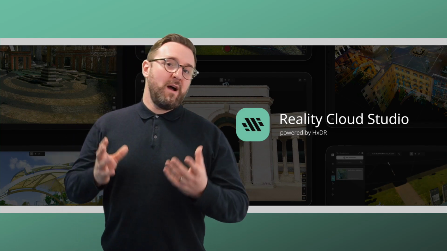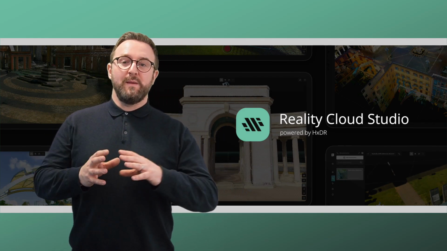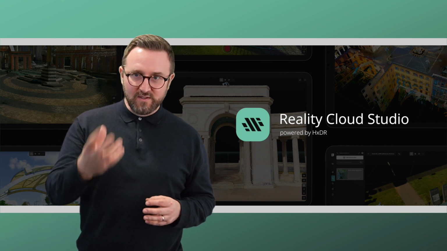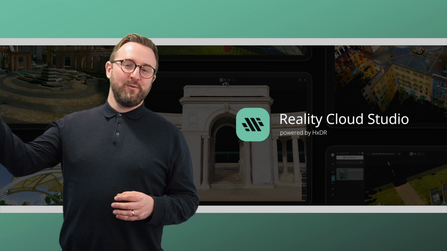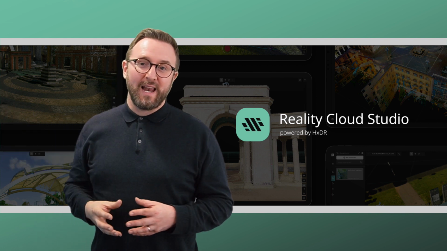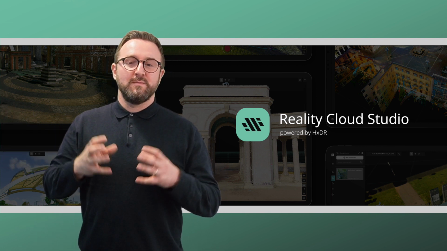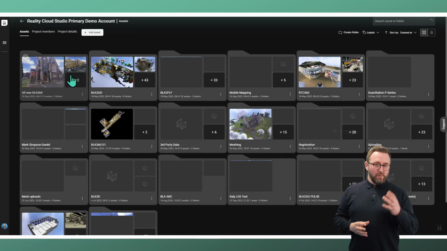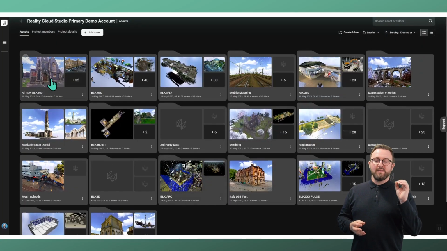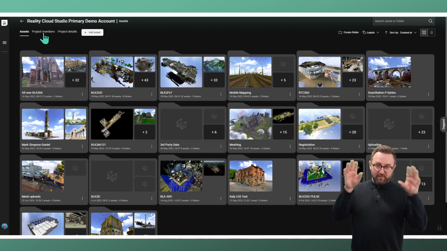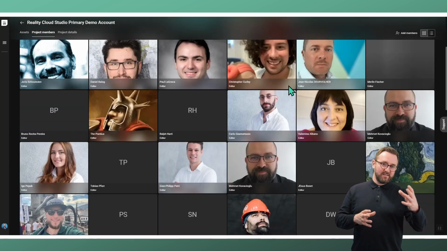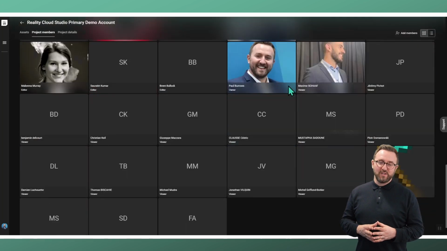We have some really powerful tools to manage the people who are using and accessing your Reality Cloud Studio account, whether that's internal team members or people you've invited, external collaborators. We have a way to make sure that they can see exactly what you want them to see. So what we're going to do now is just look at this Project Members tab within our folders. And within there, you can see everyone who has access to this primary demo account, which I have set up.